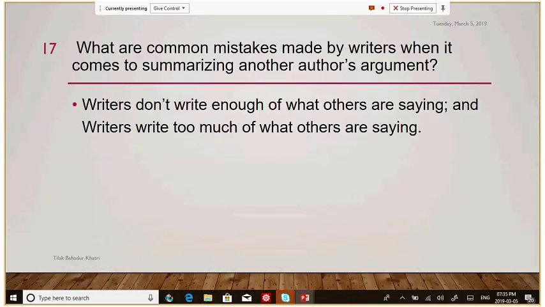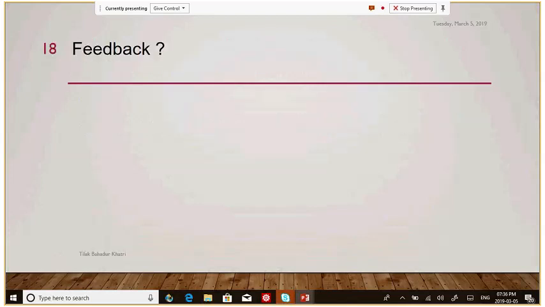What are common mistakes made by writers when it comes to summarizing another author's argument? Writers don't write enough of what others are saying, and writers write too much of what others are saying. Also, the writer cannot capture the whole theme of the papers. And at last, feedback for me.